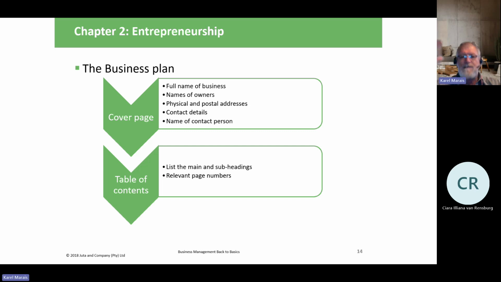So now, what is in the business plan? What's the actual business plan? I keep saying it's going to do this, it's going to do that for you. Let's have a look at the details of the business plan.